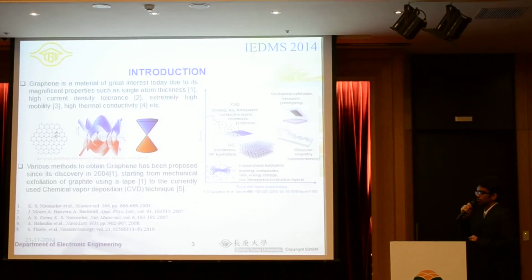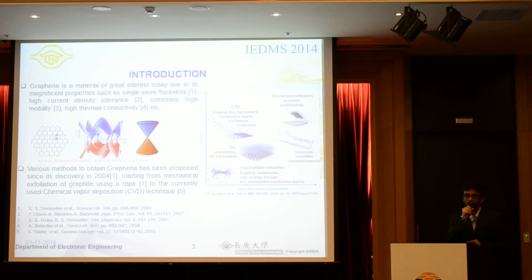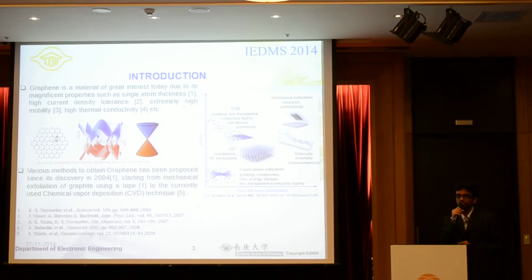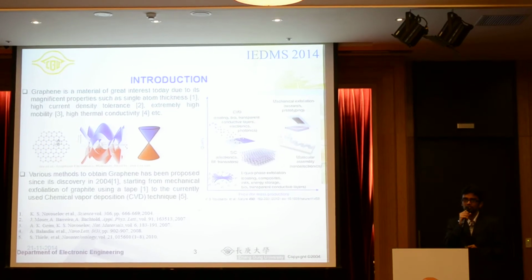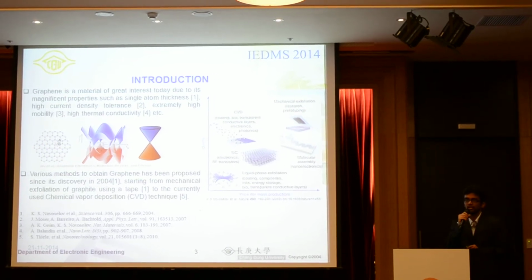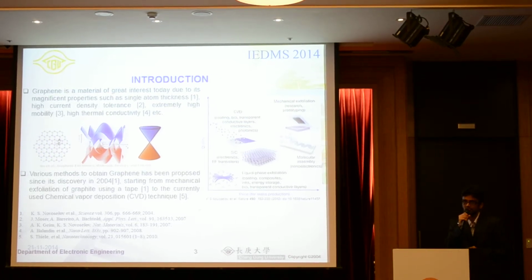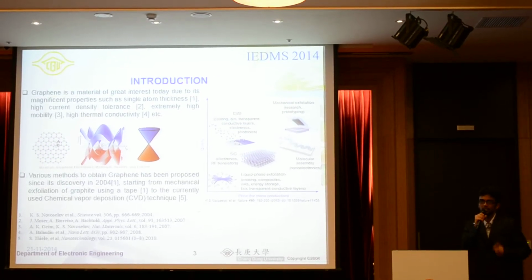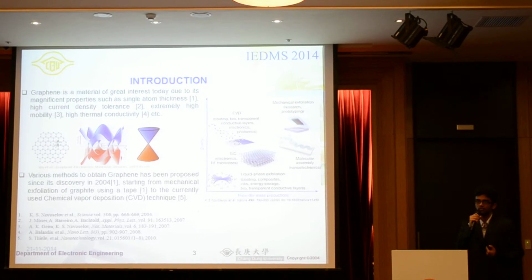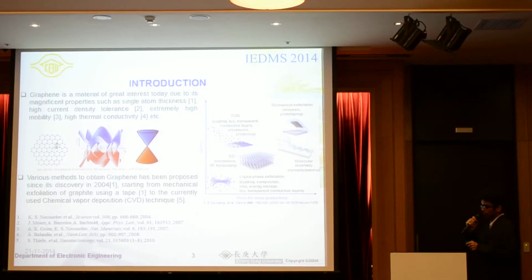So people have been working on different methods to obtain graphene, and the most recent and most simple method is of course CVD, but it requires a lot of expensive gases like hydrogen and methane, and it's dangerous also. So people have been modifying CVD equipment to get a better method to develop graphene.